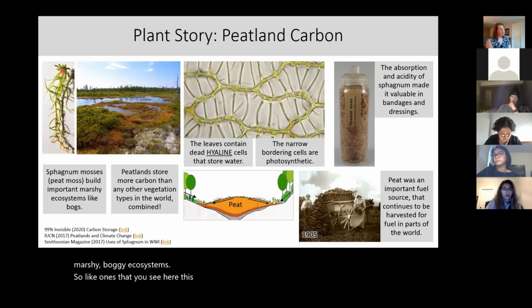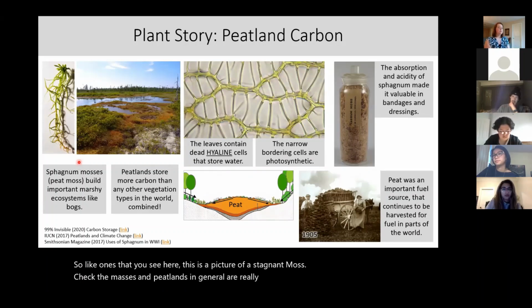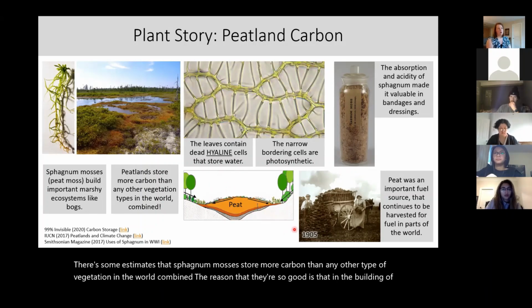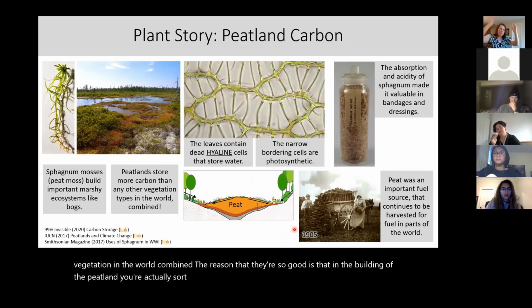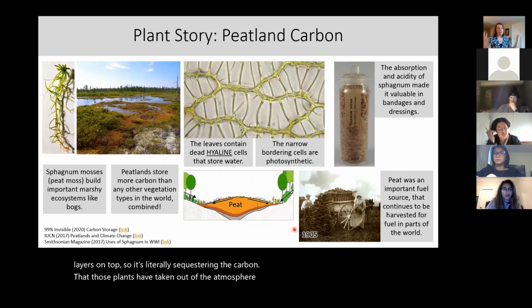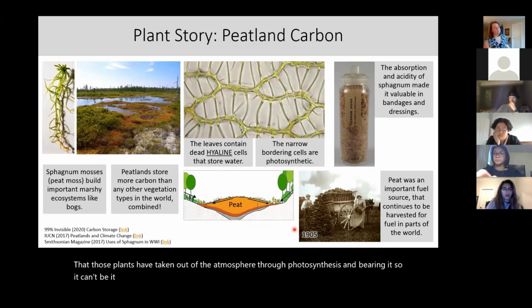This is a picture of a sphagnum moss. Sphagnum mosses and peatlands in general are really important as carbon storage sources. There's some estimates that sphagnum mosses store more carbon than any other type of vegetation in the world combined. The reason that they're so good is that in the building of the peatland, you're actually burying layers of vegetation underneath and having new layers on top. So it's literally sequestering the carbon that those plants have taken out of the atmosphere through photosynthesis and burying it so it isn't released again.